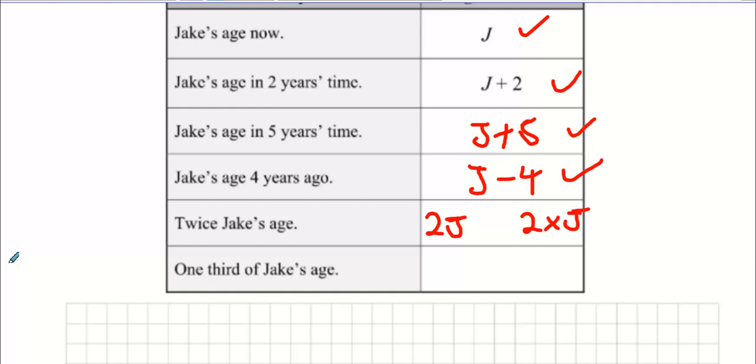One third of Jake's age. Whatever your age is, divided by 3. So you can either write J divided by 3, or you can write J over 3.